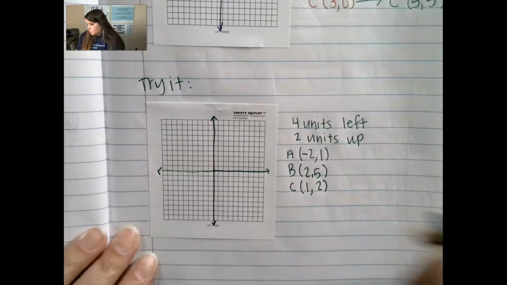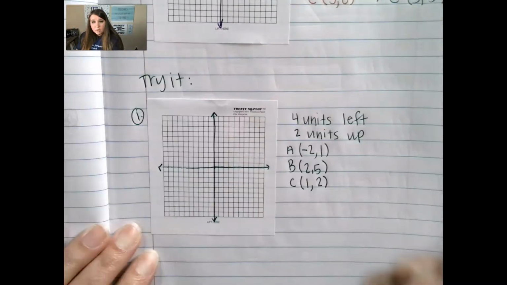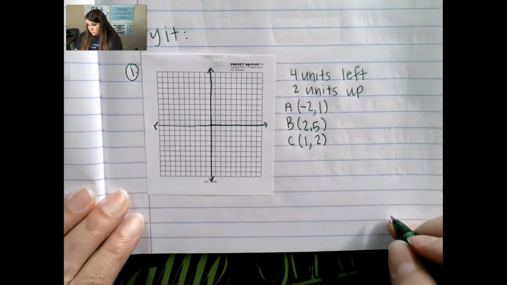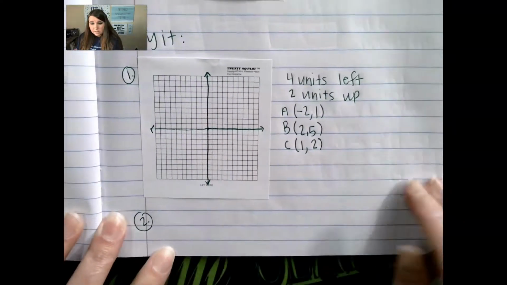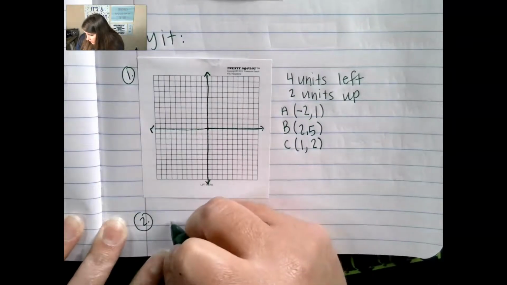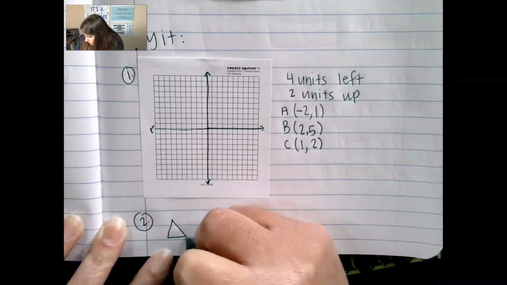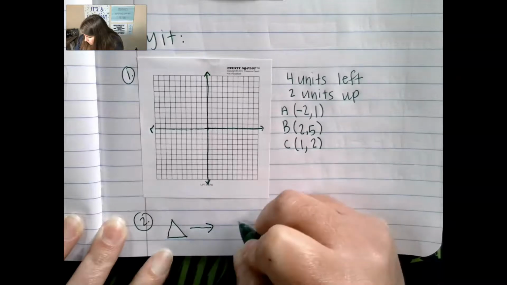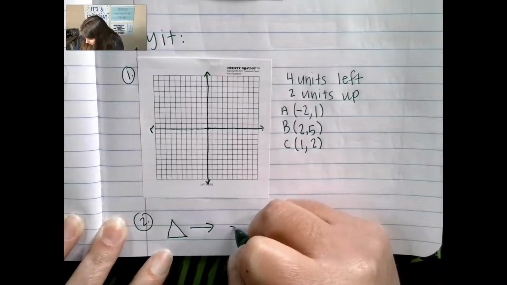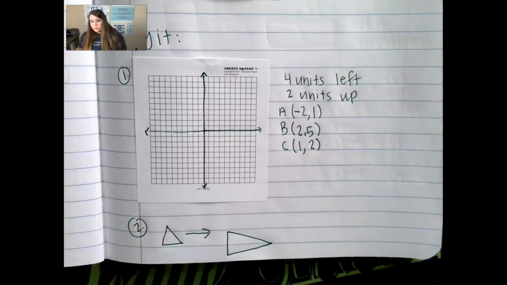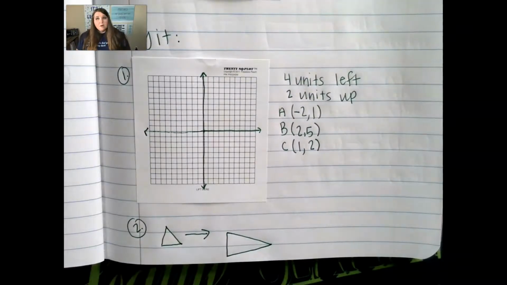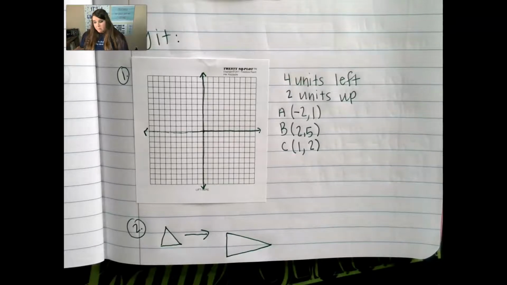And then the second try it I have for you, so that's try it number 1. And try it number 2, I want you to tell me, is this a translation? Is that a translation? All right, go ahead and hit pause right now so you don't hear me solving, and then when you're ready, come on back.